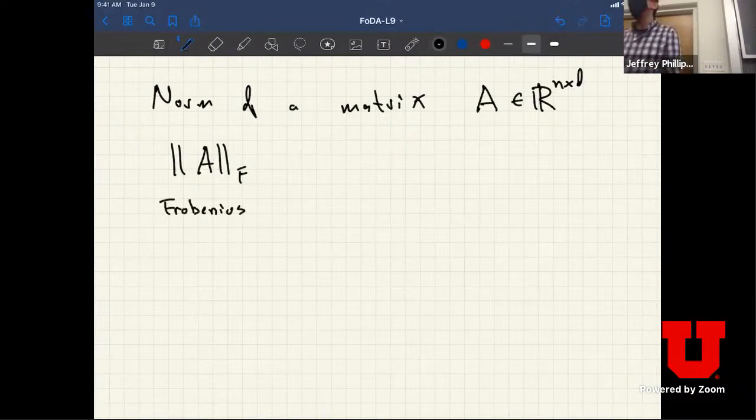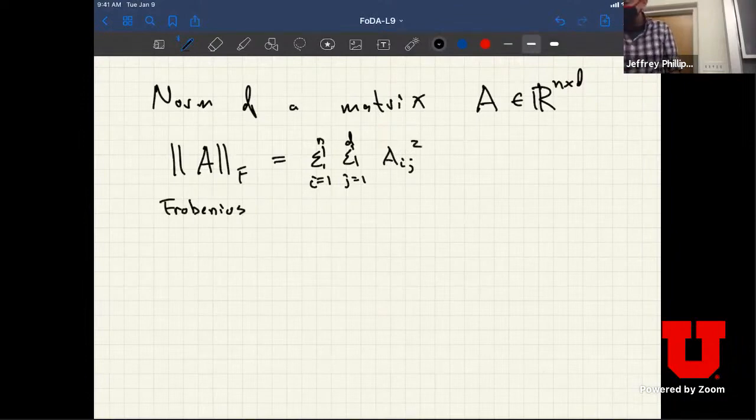The Frobenius norm is kind of like taking the matrix and treating it like it's just a long vector that was wrapped around. So what I do is I take a sum over all of the rows, and a sum over all of the columns of Aij. So this is all of the entries over the entire matrix. I square each of them before I add them up, and I take the square root.